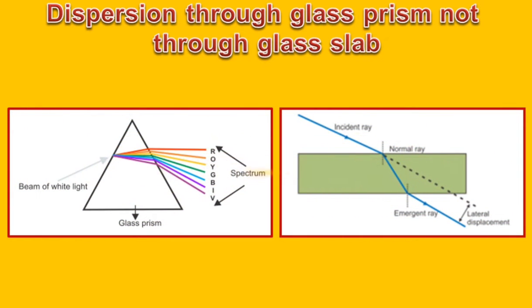Dispersion through glass prism, not through glass slab. You must be thinking why dispersion occurs through a prism, but not through a glass slab. When light passes through glass, it encounters two interfaces, one entering and the other leaving. It slows down at the first interface, and speeds back up at the second.